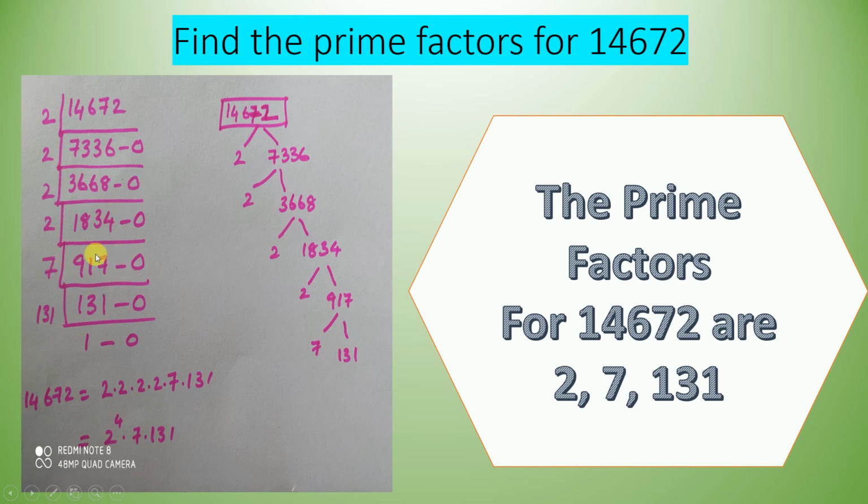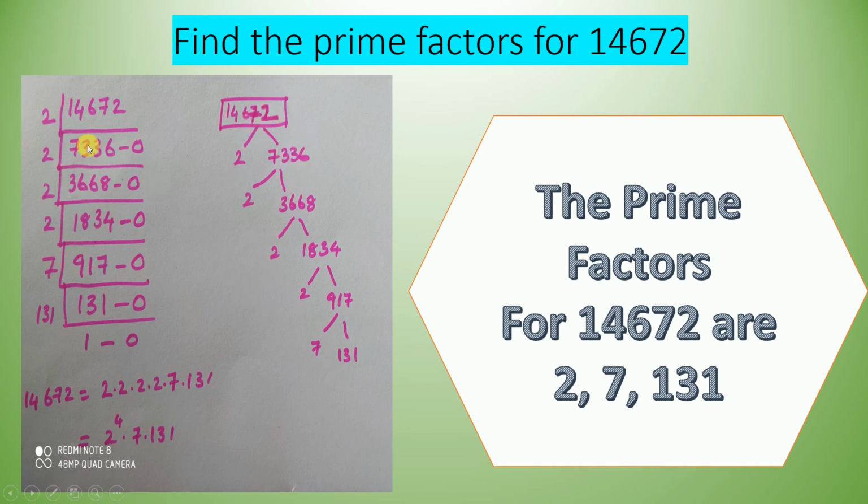Then this number is not divisible by 3 and 5, but it is divisible by 7. So 7 1s are 7, 21 is remaining. 7 3s are 21 and 7 1s are 7. And finally you get 131, which is a prime number. Okay, and you represent it as the product of prime factors: 2 into 2 into 2 into 2 into 7 into 131. Here the dot represents the multiplication operator. So 2 power 4 into 7 into 131.